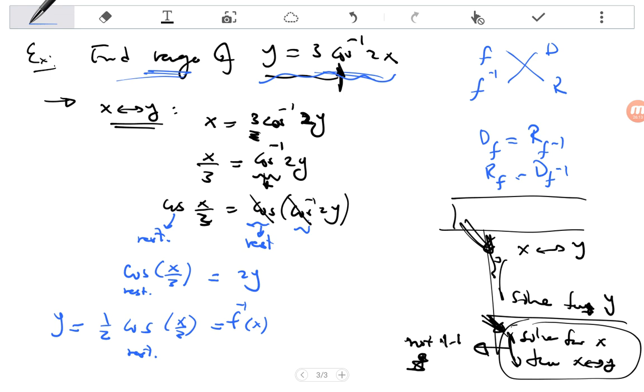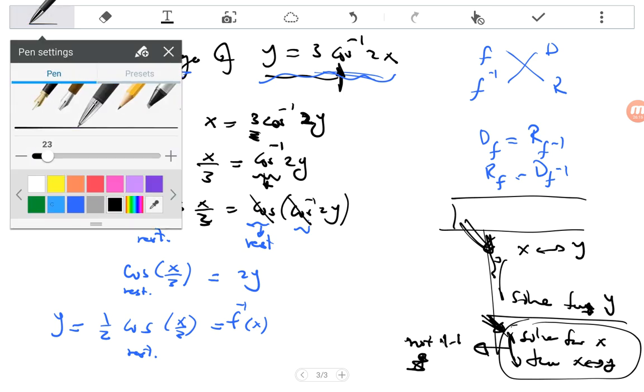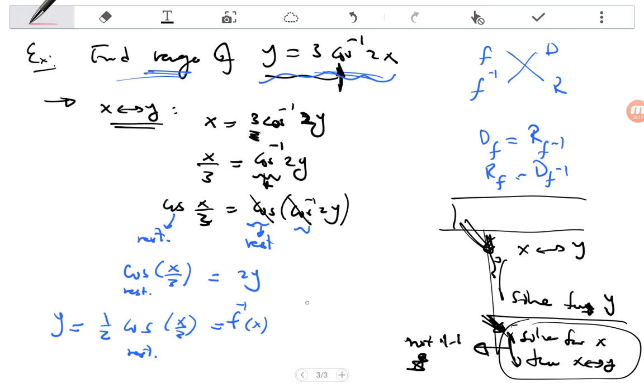Now let's find the domain of this inverse. The domain of f inverse will just be, this is the cosine restricted, so I will just take what is inside the cosine. What is the domain of a restricted cosine?